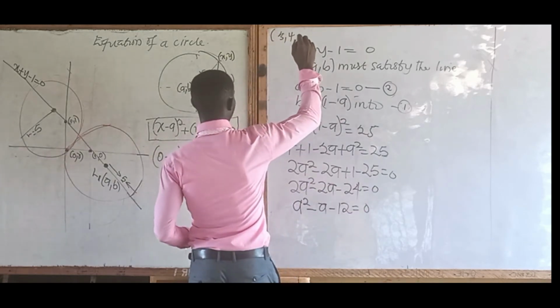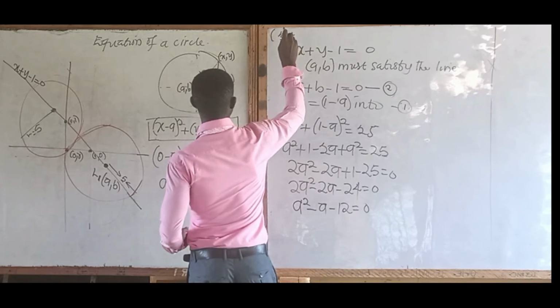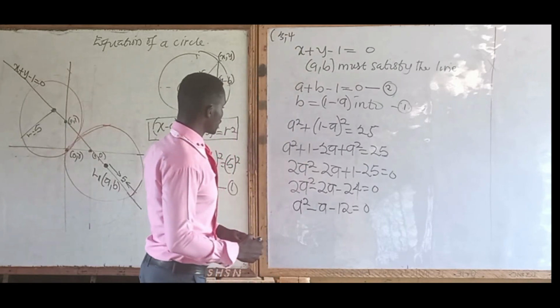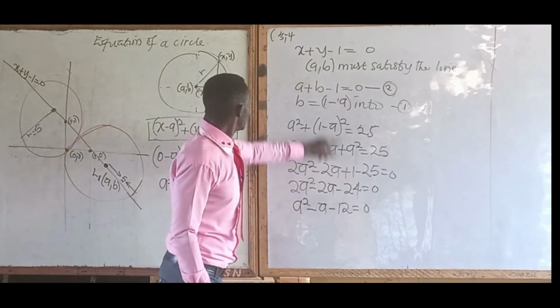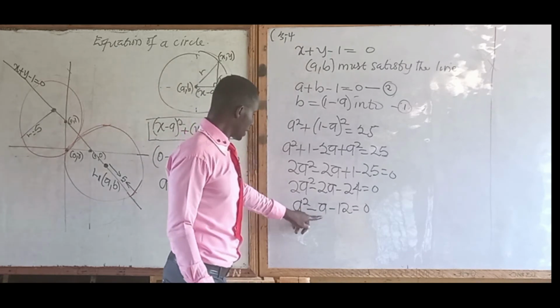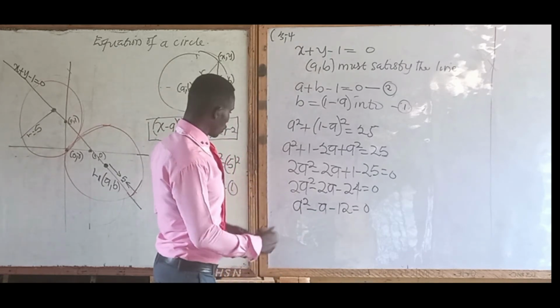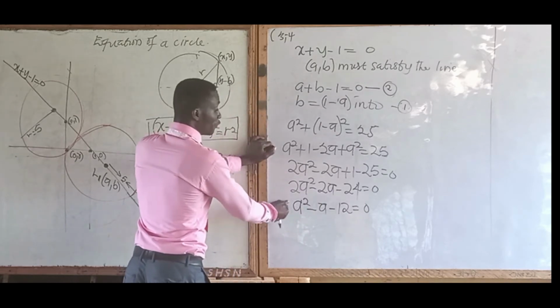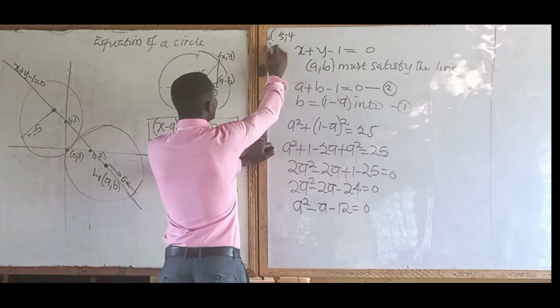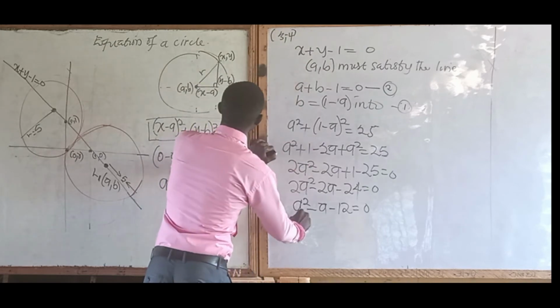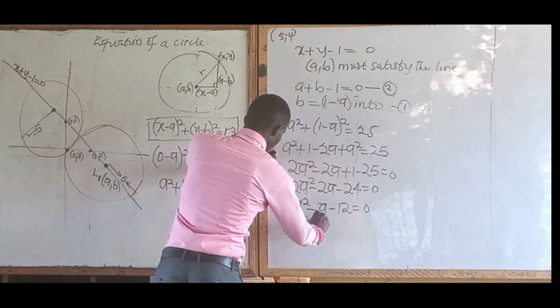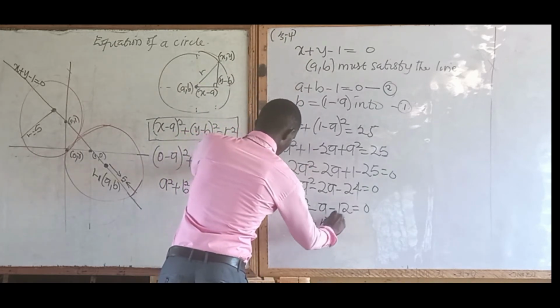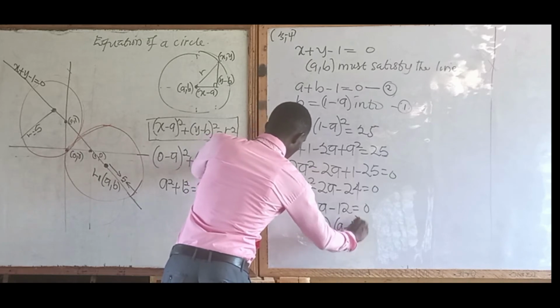So what should be negative? Negative 4. Yes, negative 4 times 3 will give us negative 12. Negative 4 plus 3 will give us negative 1. Absolutely. So you write, since the coefficient here is 1, we use the same numbers: a plus 3, a minus 4 is equal to 0.